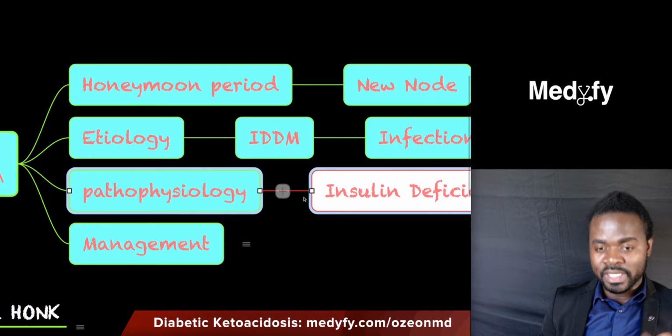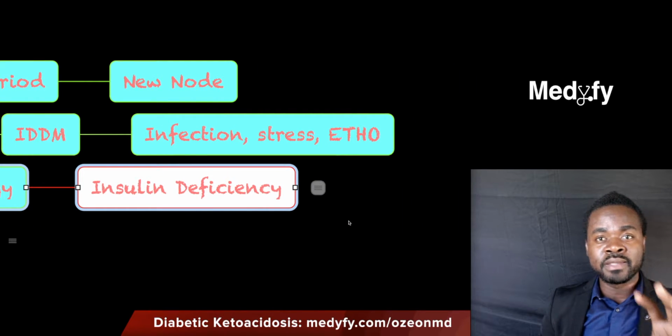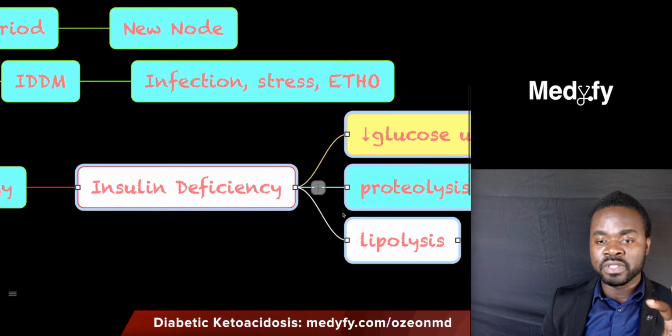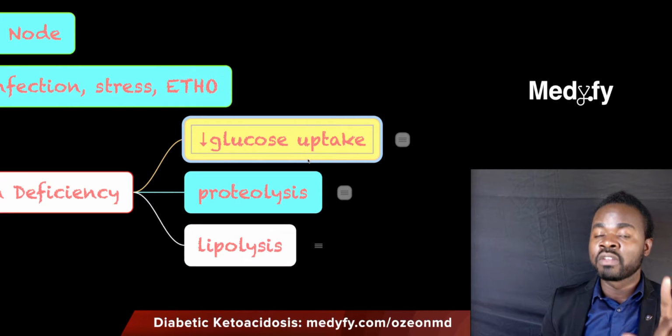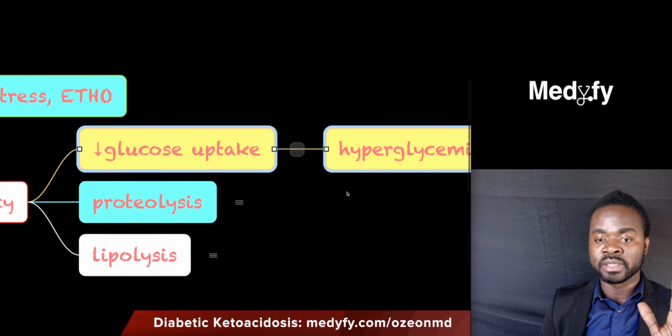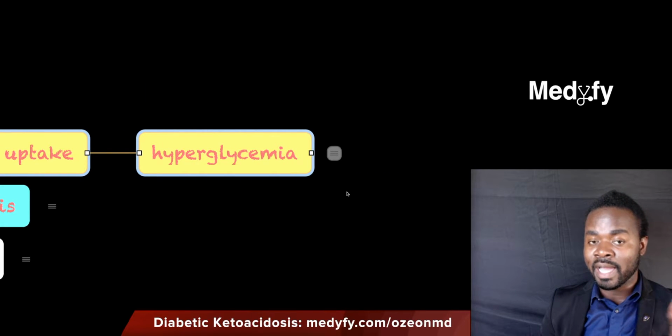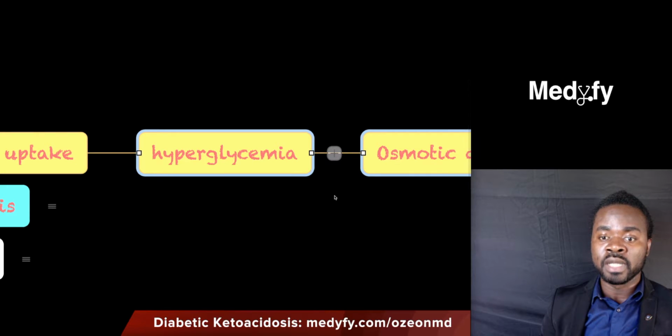The pathophysiology of DKA, again, as we said, is an insulin insufficiency pathology. So anything that leads to insulin insufficiency will mean that there's an elevated level of glucose. Why? Because the cell failed to uptake glucose. Glucose is high. So what happens? When glucose is high, the person has hyperglycemia, hence the pathology.